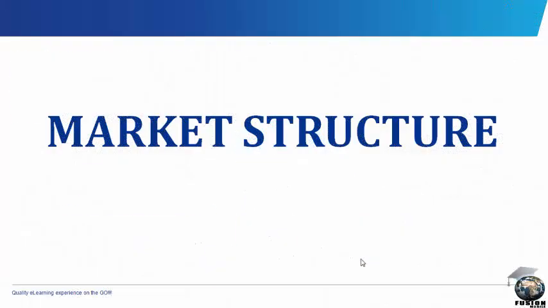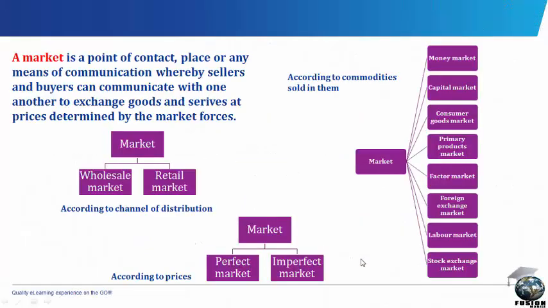Market structure. A market is a point of contact, place or any means of communication whereby sellers and buyers can communicate with one another to exchange goods and services at prices determined by the market forces, or any place at a point in time where buyers and sellers meet for the exchange or buying and selling of goods and services.